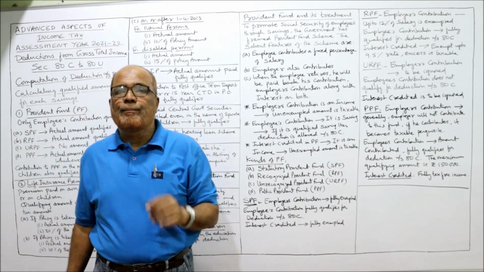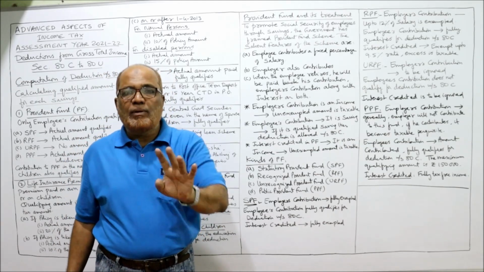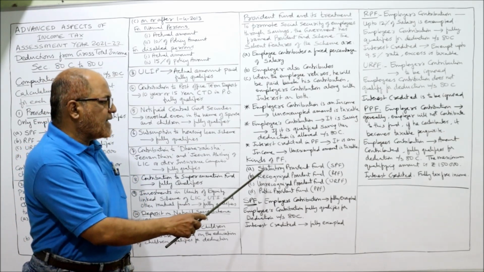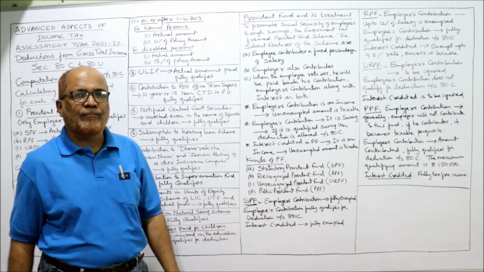Interest credited is an income. Unexempted amount will be taxable. Now, kinds of provident fund. Types of provident fund are SPF, RPF, URPF, and PPF.